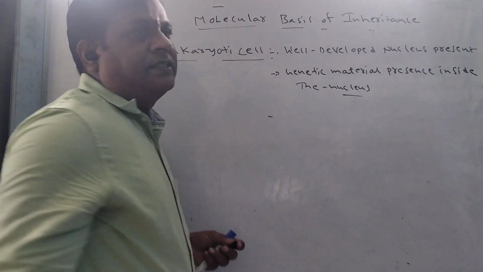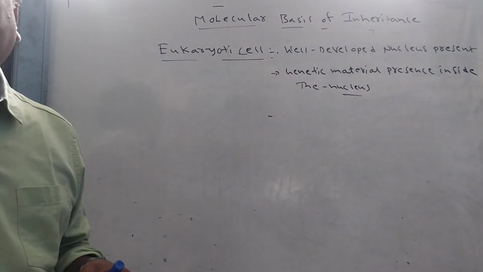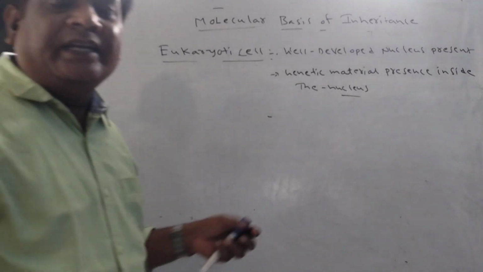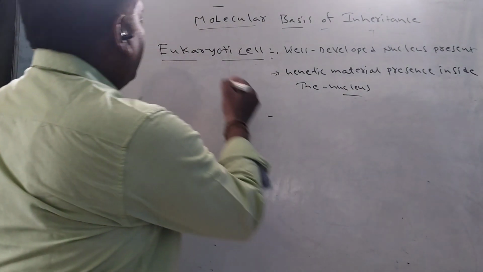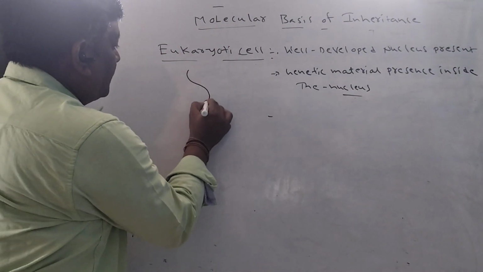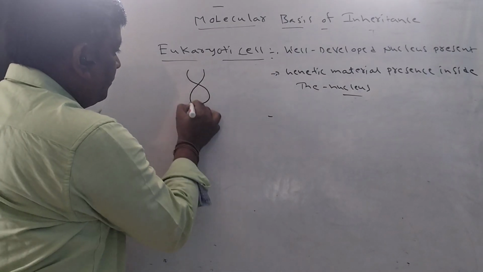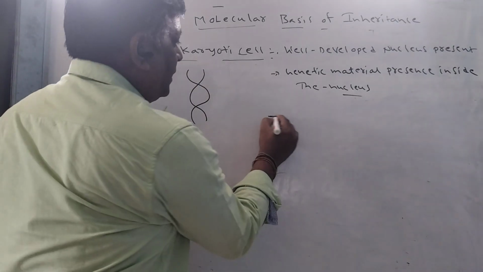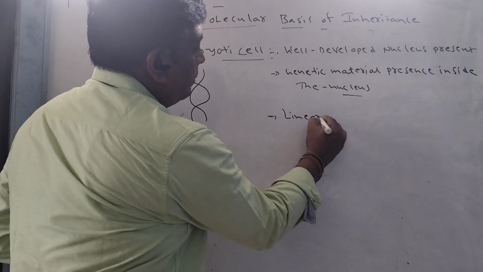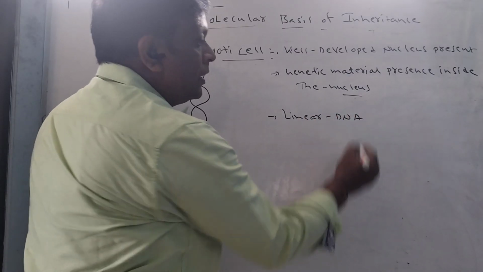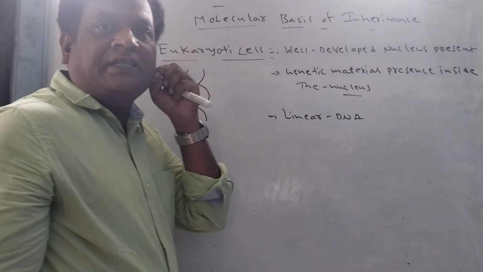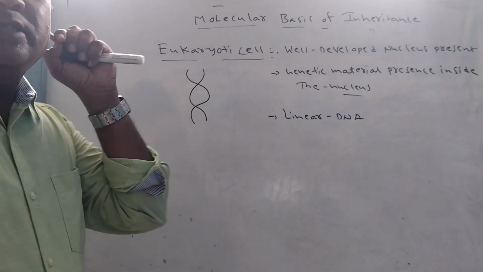In the eukaryote cells, linear DNA is present. The DNA is not circular. They have a linear structure like this. This we call the linear DNA. Double stranded linear DNA is present in the eukaryote cells.